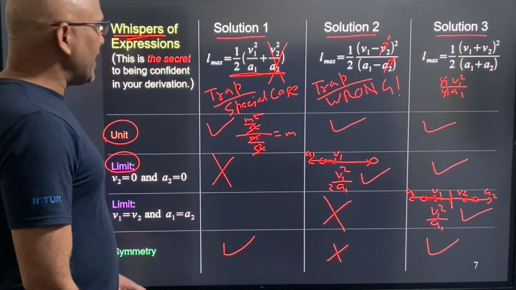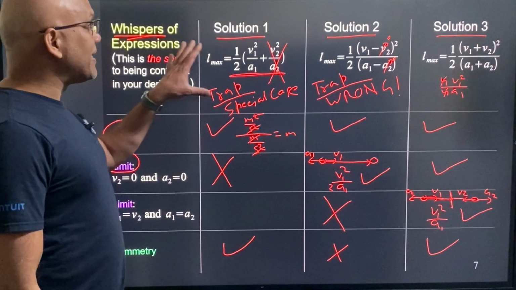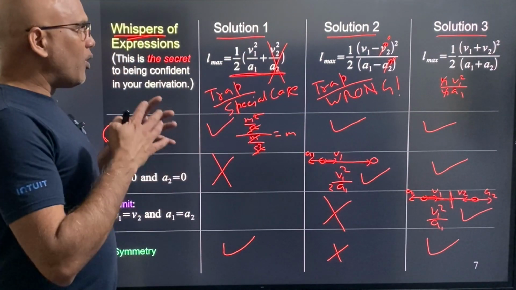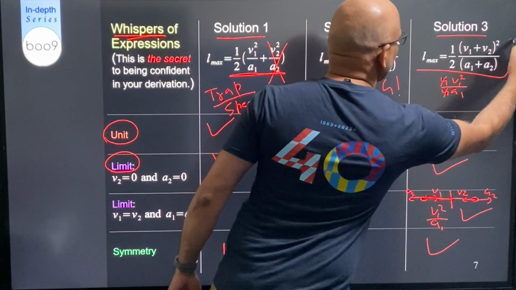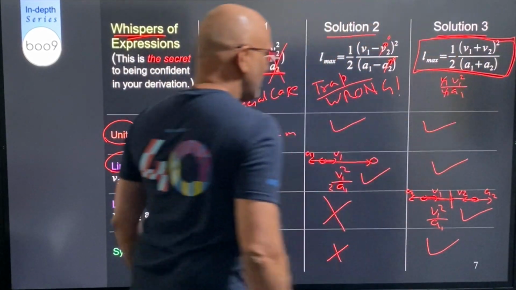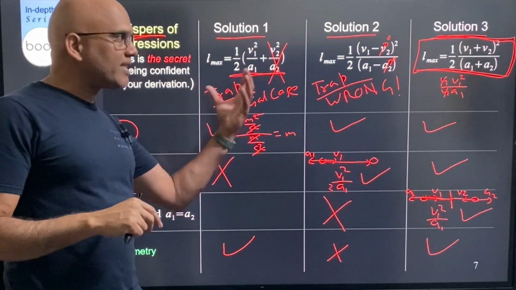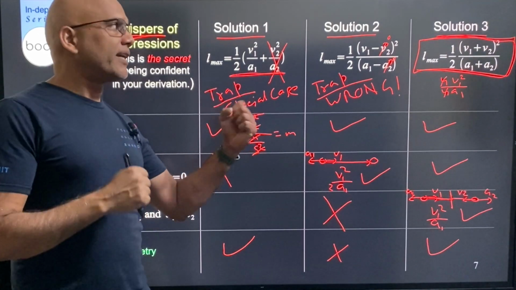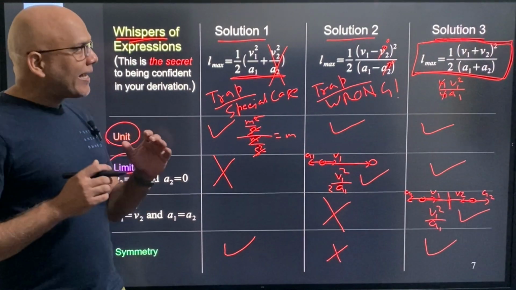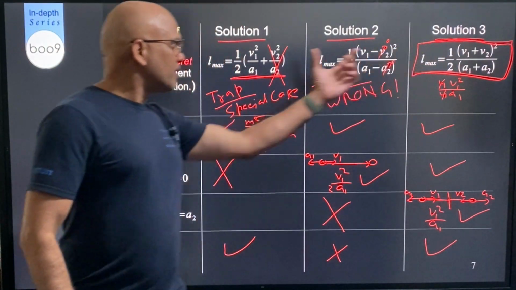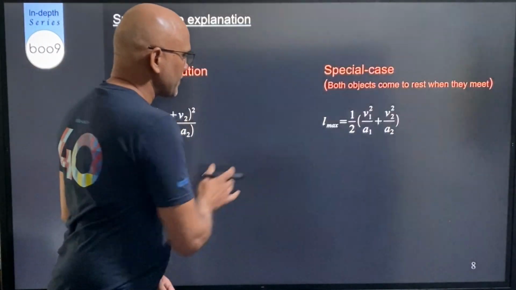So as you can see, by listening to what the expression is trying to express, I can be very confident now that this is the correct answer, right? This is the secret of knowing when you come up with an expression, the secret of how you can be confident that your derivation is right. All right, I keep saying that this is the correct solution and this is only a special case. So let's talk about that next.